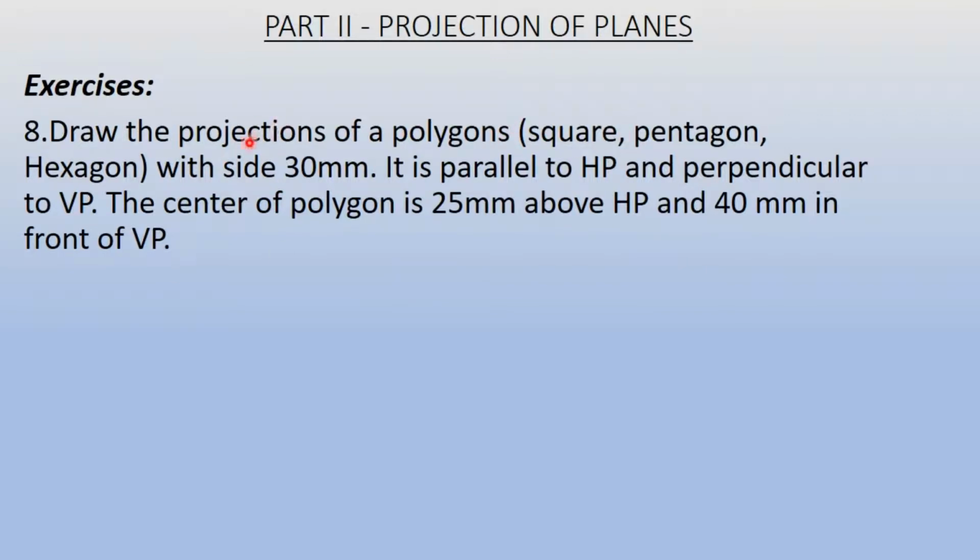Don't get confused. In this question, you have 3 bits. First, you have to draw the projections of a square, then pentagon, then hexagon. So we'll call these bits 8A, 8B, and 8C. You have to solve 3 questions in this single question. So we'll start with the explanation of these 3, square, pentagon, and hexagon. Then I will draw these 3 on the drawing sheets.